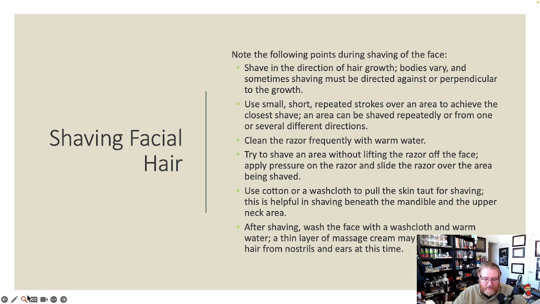Shave in the direction of hair growth. Bodies vary, and sometimes shaving must be directed against or perpendicular to the growth. Moral of the story, trim it out before you start going against the grain. Trim it out, get as much gone as possible, and then start going against the grain. Use small, short, repeated strokes over an area to achieve the closest shave. An area can be shaved repeatedly from one or several different directions.